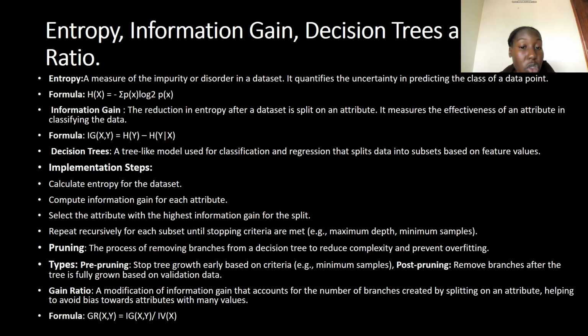And finally, the gain ratio is a modification of information gain that accounts for the number of branches created by splitting an attribute, helping to avoid bias towards attributes with many values. The formula for gain ratio is on the screen, whereby GainRatio(X,Y) is the gain ratio of feature X with respect to target Y, and IG(X,Y) is the information gain of feature X with respect to target Y, and then IV(X) is the intrinsic value of feature X, also known as the entropy of feature X.